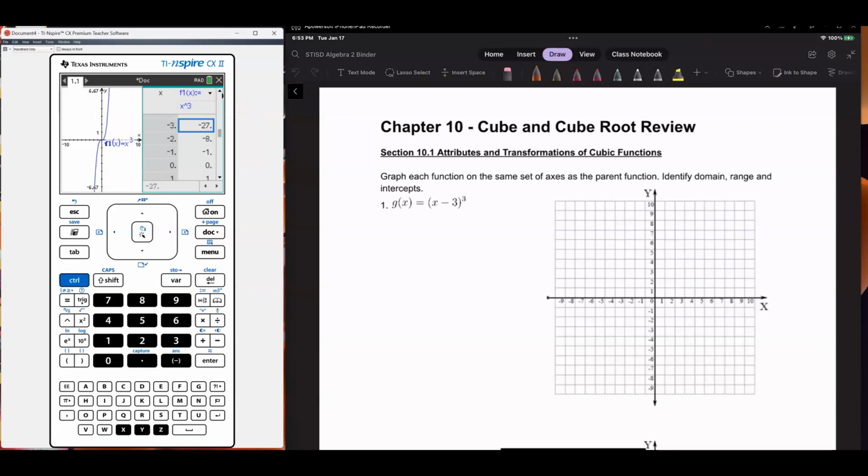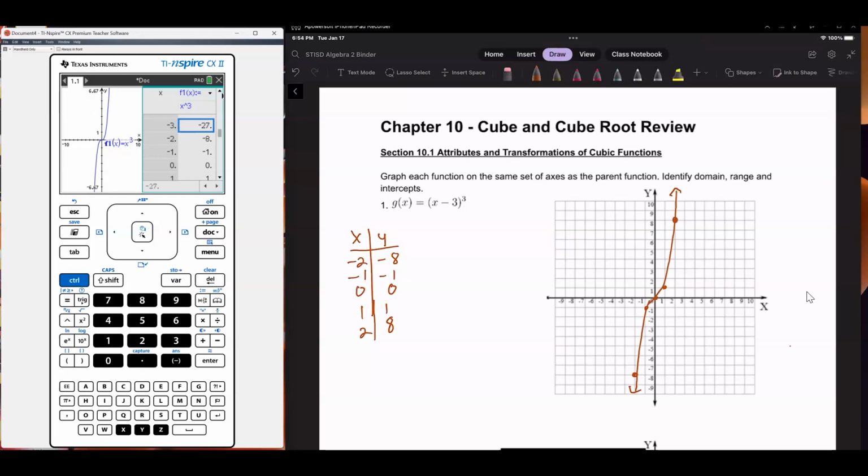So I have x, y, and we have -2, -8, so I have -2, -8, -1 is -1, 0, 0, 1, 1, 2, 8, and then I'm going to go ahead and connect the points.